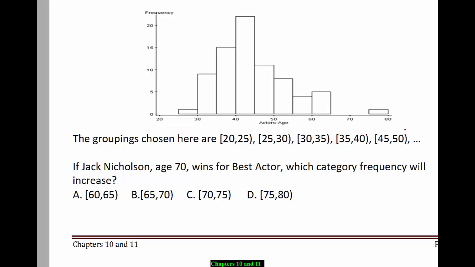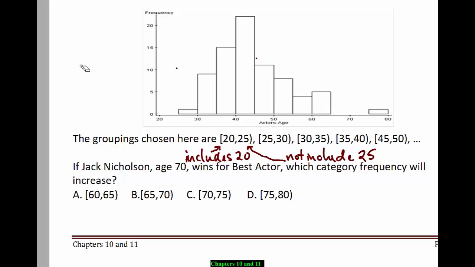The groupings chosen here are written in this fashion. Remember that a square bracket means includes 20. So an actor that is 20 years old would go in the bin denoted by that one. But this bin would not include, with the round parentheses, age 25. It's going to be in the next category right here because that has the square bracket on it. So you have to clearly define your categories of values.